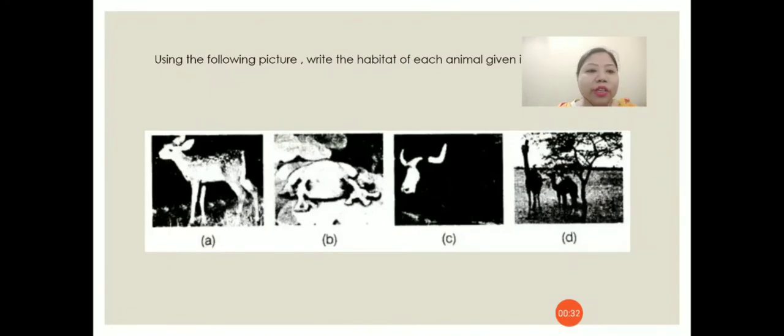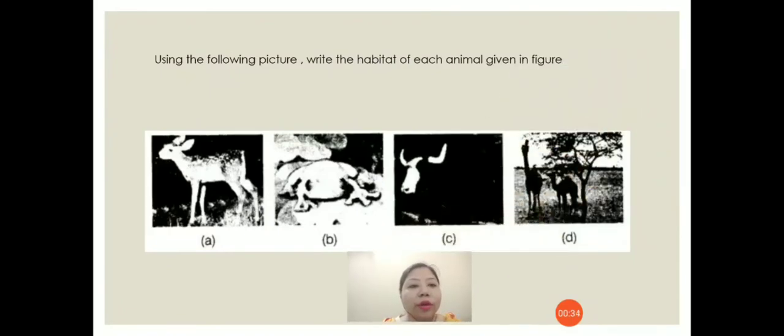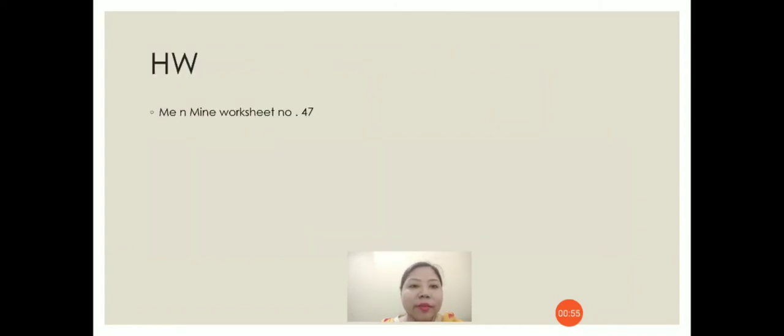The second question is, using the following picture, write the habitat of each animal given in the figure. So first you have to identify the animal and then you have to write down the habitat in which these animals are found. So these are the two questions which I want all of you to try to write down the answers. Today's homework is Me and Mine worksheet number 47.